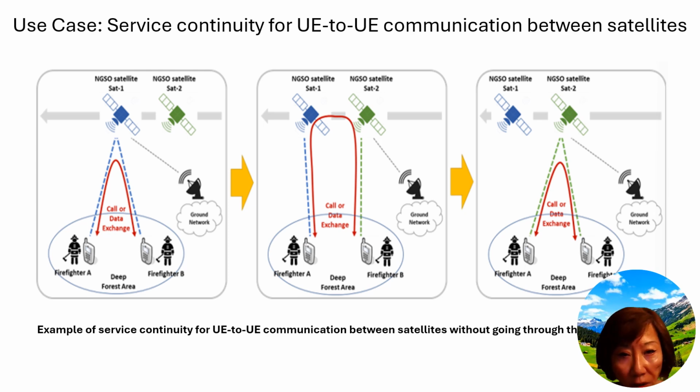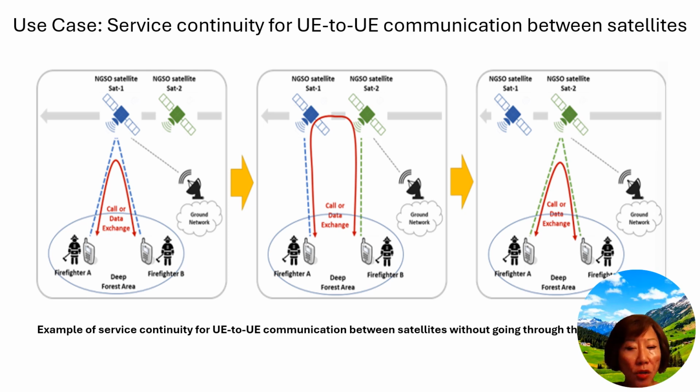So this 3-stage process of maintaining communication between 2 firefighters in a deep forest area as satellites move ahead, that's the scenario we're looking at. Let's take a look at stage 1, the left frame. Both firefighters are communicating through SAT-1, which is the blue satellite.